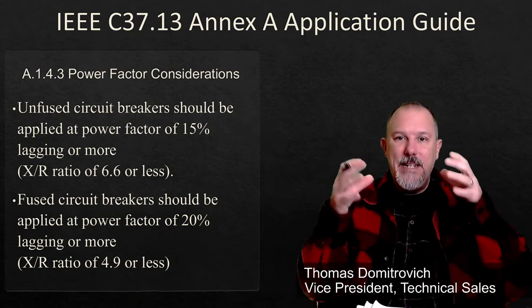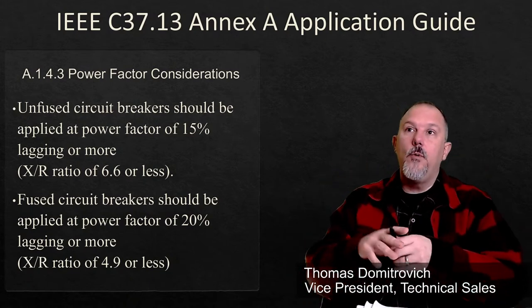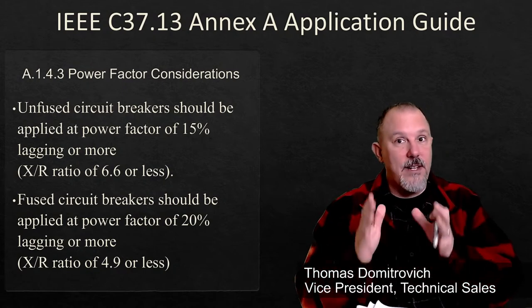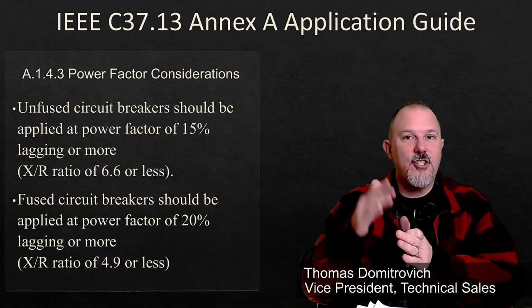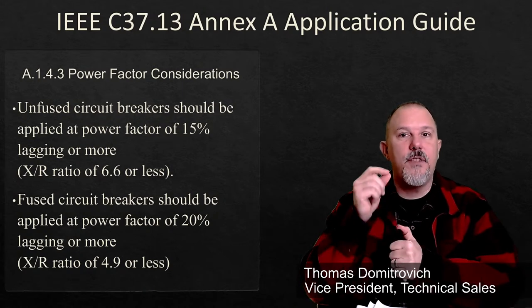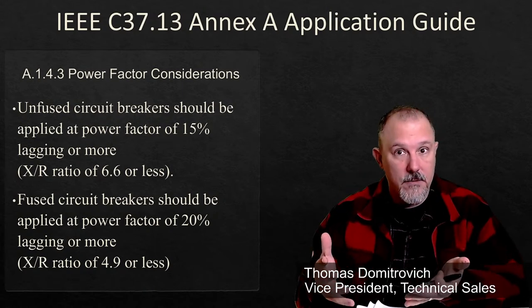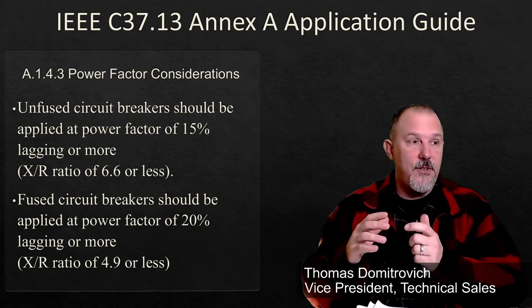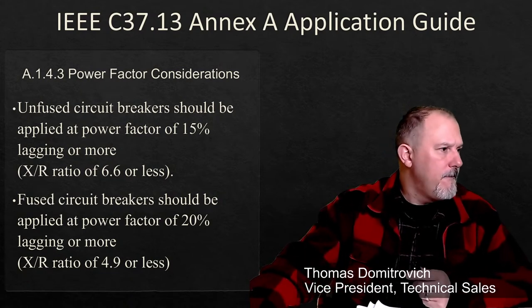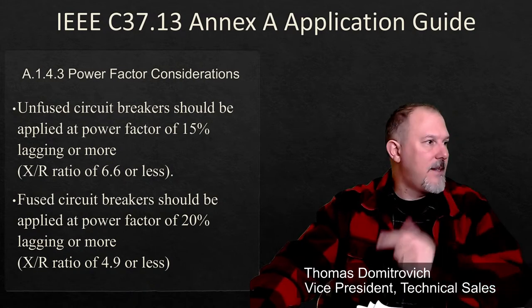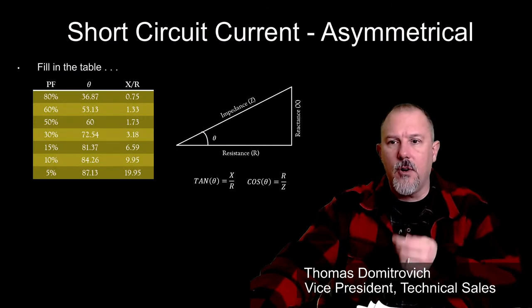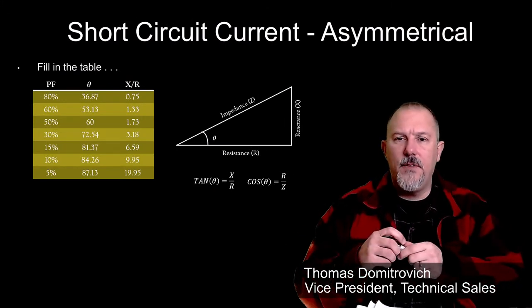C37.13, how we test a circuit breaker, we will configure a test circuit with a specific X to R ratio. What is X to R? Inverse tangent of X to R is theta, cosine of theta, power factor, right? So I'm basically establishing the power factor, which is the angles. So I'll come back to this just to understand what are we talking about with regard to the angles.